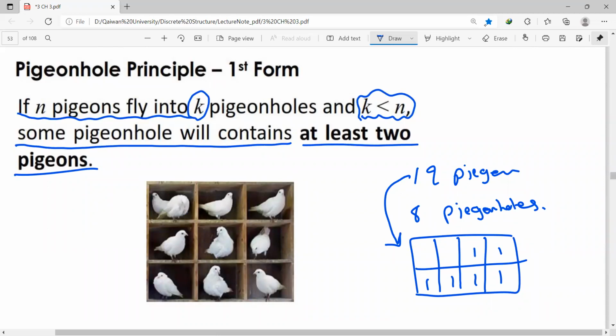Okay, this one 1, 1, 1, 2, 3, 4, 5, 6, 7, so it could be 5. Okay, this could be 5.